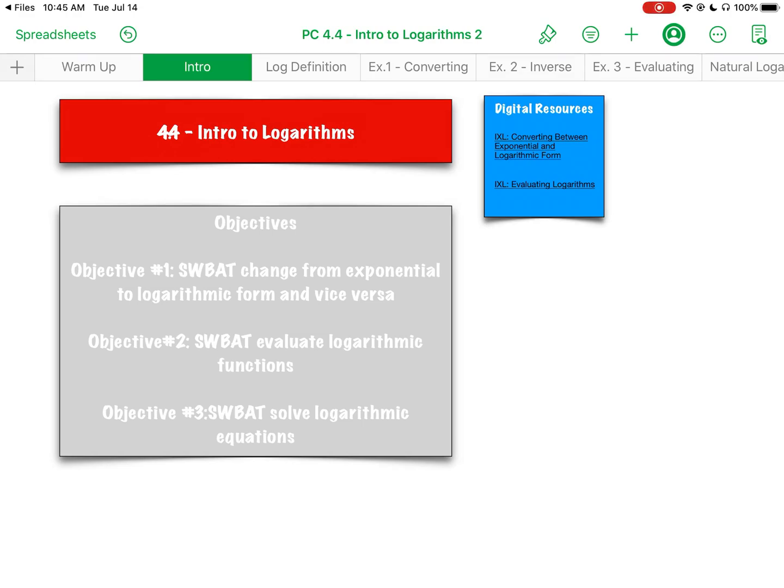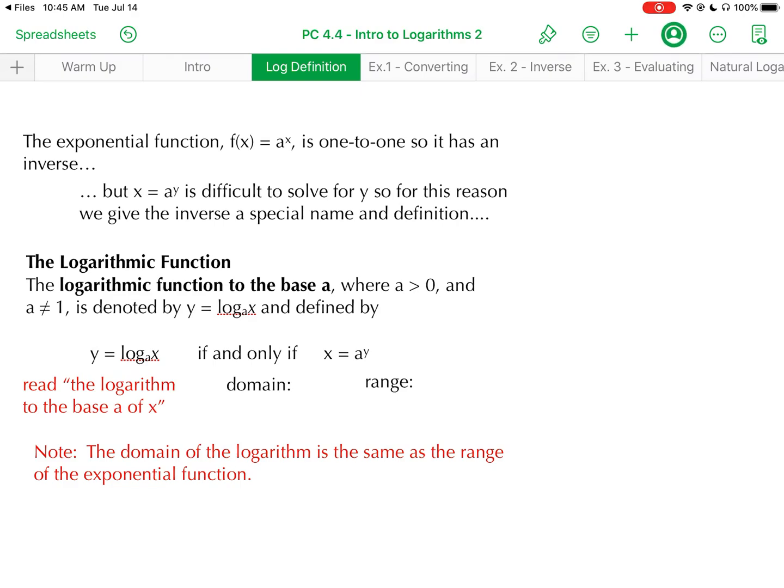All right, this video covers section 4.4, and here we're going to be looking at logarithms for the first time. We've been studying the exponential function already, and that would be a function of the form f of x or y equals a to the power of x. And we know that that function is 1 to 1, so that means it has an inverse that would also be a function.